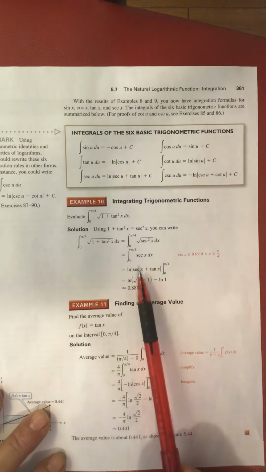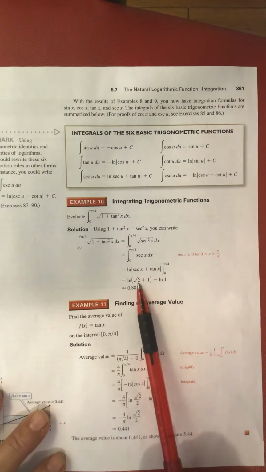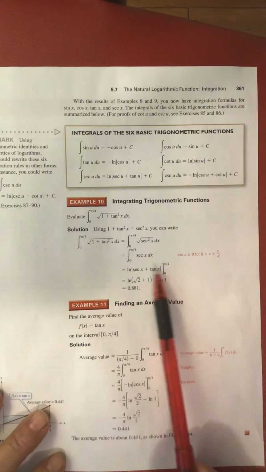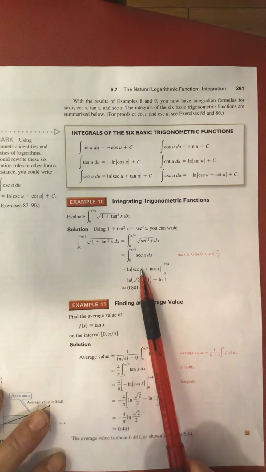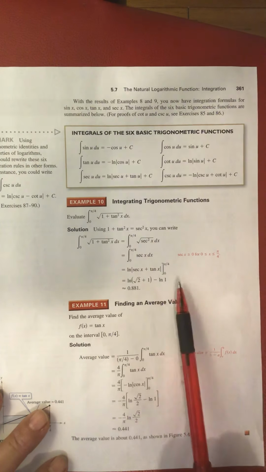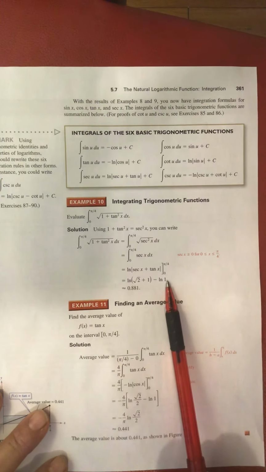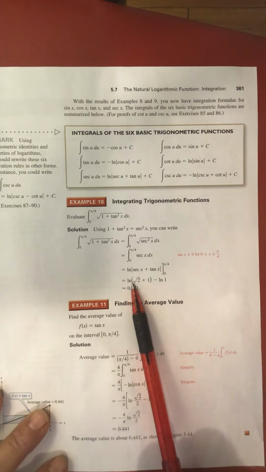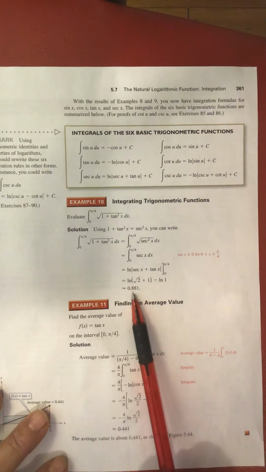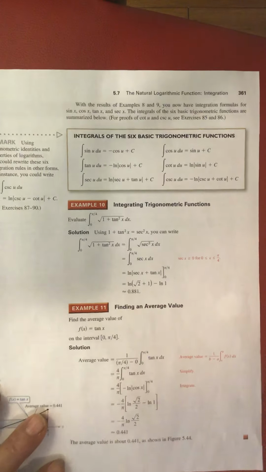Secant of pi over 4, secant goes with cosine. Cosine of pi over 4 is the square root of 2 over 2, so this is 2 over the square root of 2, or square root of 2. Tangent of pi over 4 is 1. Put 0 in. The secant of 0, cosine of 0 is 1, so the secant of 0 is 1. Tangent of 0 is 0. Since the natural log of 1 is 0, the answer is the natural log of the square root of 2 plus 1, which is approximately 0.881.